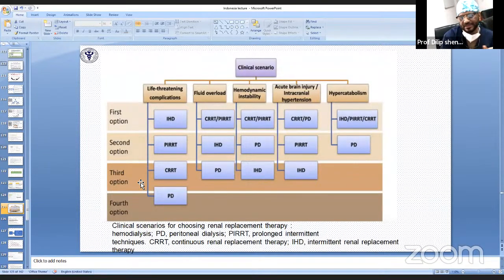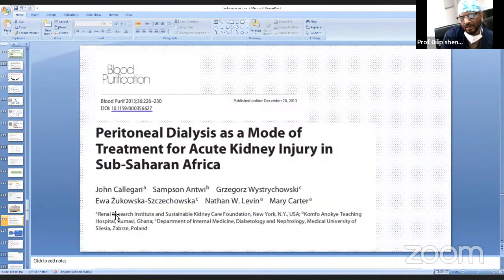Various modalities of renal support are available. First option is intermittent hemodialysis, CRRT, peritoneal dialysis. So in a resource limited setting, you may not have access to all of these. Peritoneal dialysis has been observed to be quite useful in such a setting. Studies published in journals say peritoneal dialysis as a mode of treatment for acute kidney injury has been observed to be very useful.